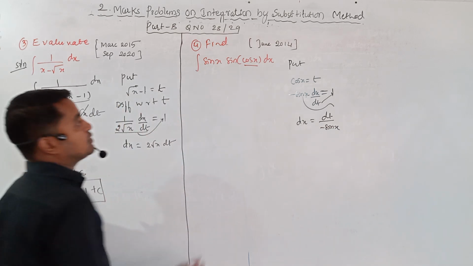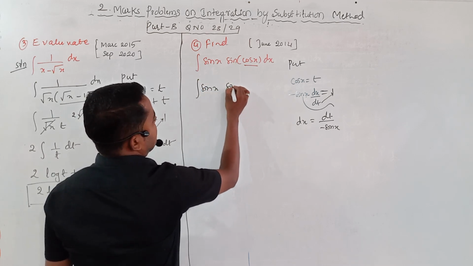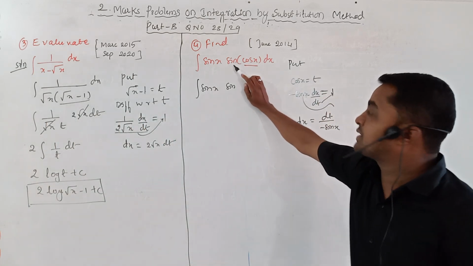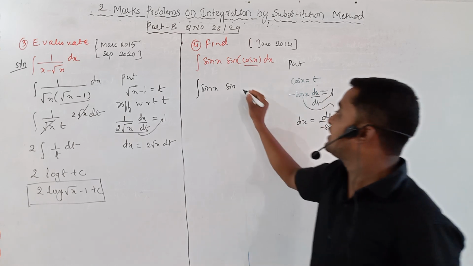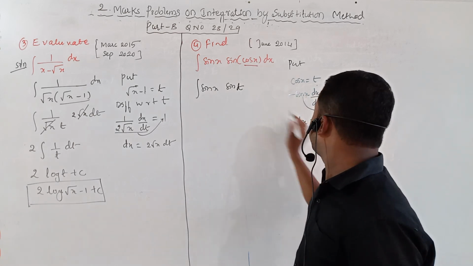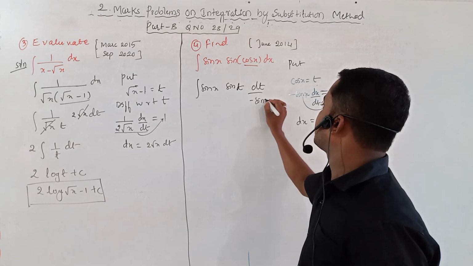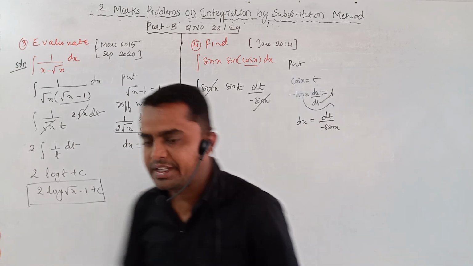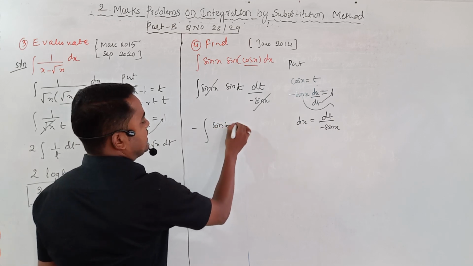Now come to here, sin x as it is. Sin of cos x. In the place of cos x write t. Dx means dt by minus sin x. This sin x gets cancelled. Take the minus sign outside. That is minus sin t dt.